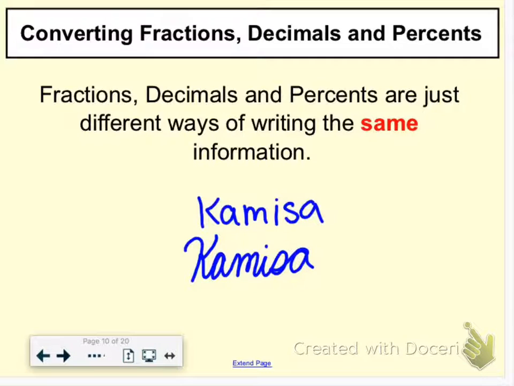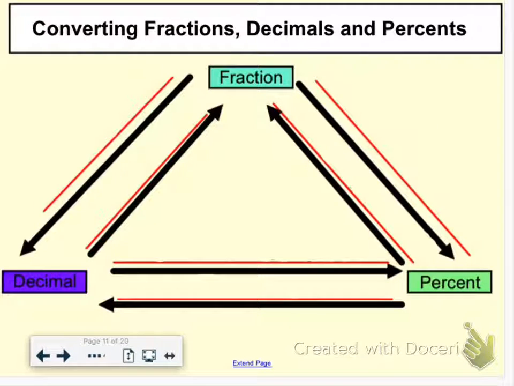Okay? So we are going to talk about converting all of these. Really, we're only going to be concerned about fractions to decimals right now. We'll get to percents later, but I want you to see how it all fits together. Okay? Now, there are some of these steps that I would never go directly. So I'm going to start with those ones.